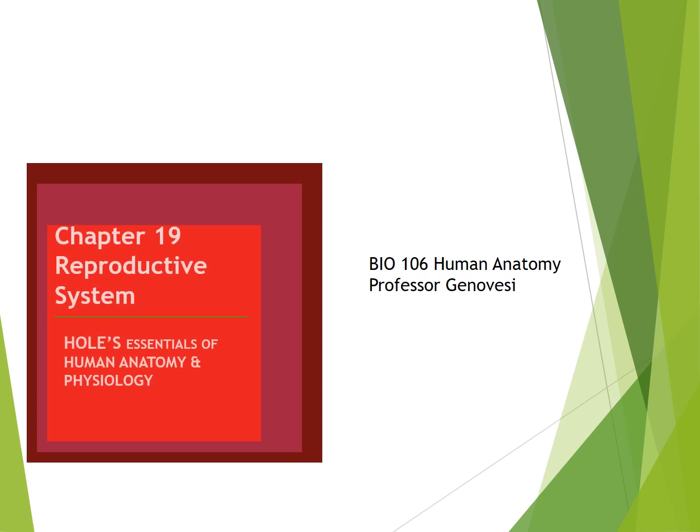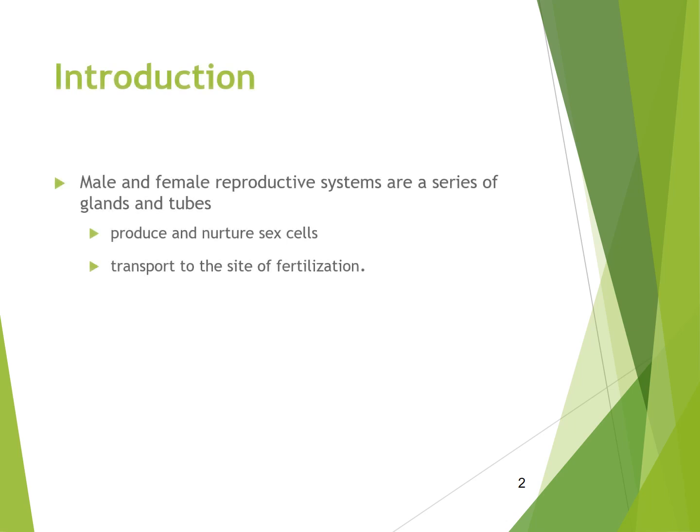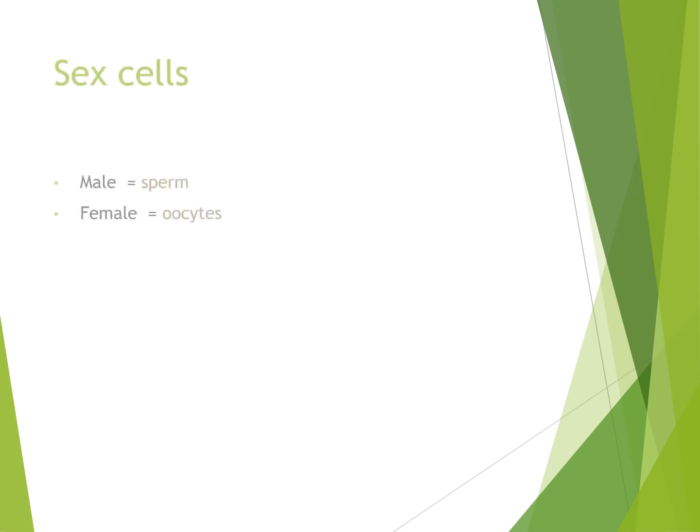In Chapter 19, we'll cover the reproductive system. The male and female reproductive systems consist of a series of glands and tubes. The function is to produce and nurture sex cells, and to make sure these sex cells are transported to the site of fertilization. Sex cells is another way of describing sperm found in male and the oocytes or eggs in a female.